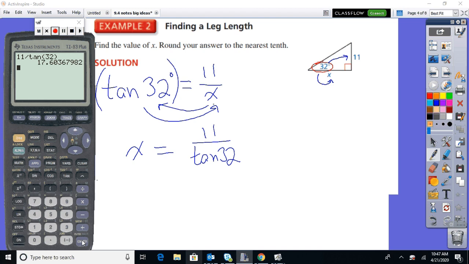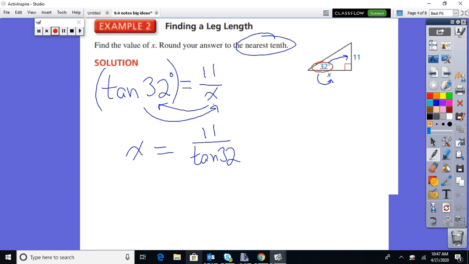So 17.6. We want to round to the nearest tenth. So x is 17.6. How cool is that? So now you found the missing side. And you'll get good at kind of predicting what it could potentially be. Because if this is a 32, you know there's a 58-degree angle up here. So 58 is bigger than 32, so the side 58 points to will be bigger than the side that 32 points to.